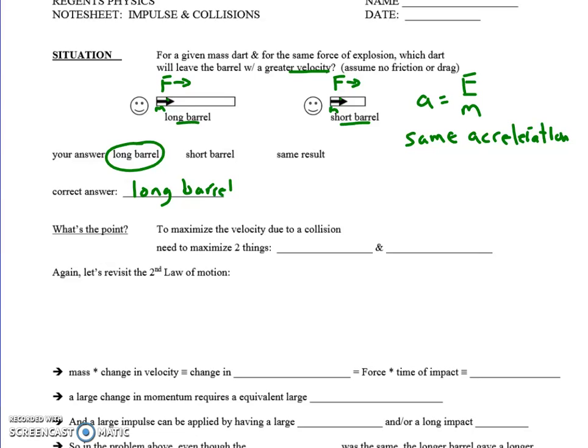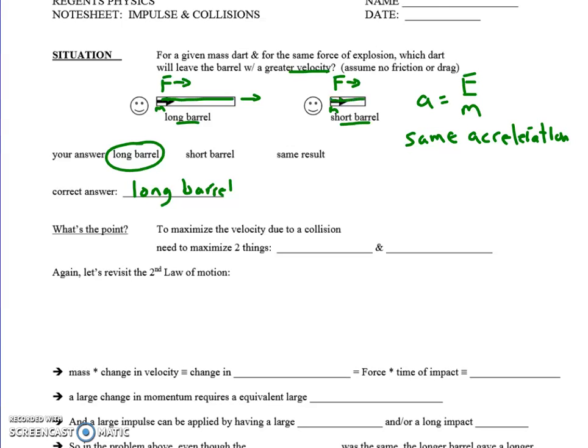The velocity of the dart as it leaves depends on the acceleration, but it also depends on how much time it was feeling that acceleration, which is going to be over the length of the barrel. In other words, the air from the breath is going to push on the dart all along here, which is a greater time than for here.